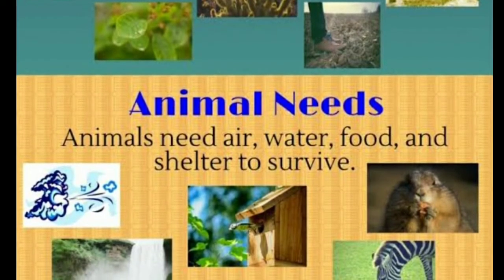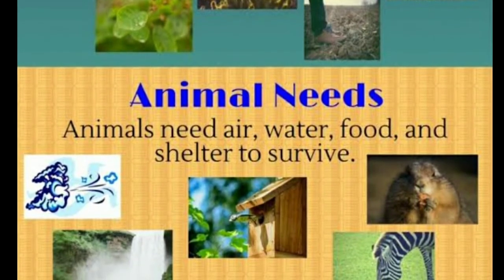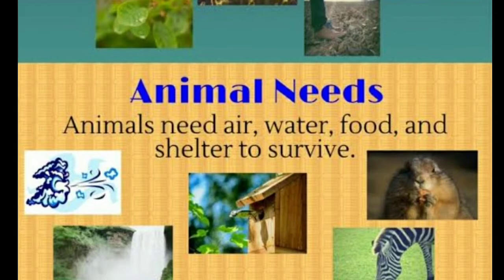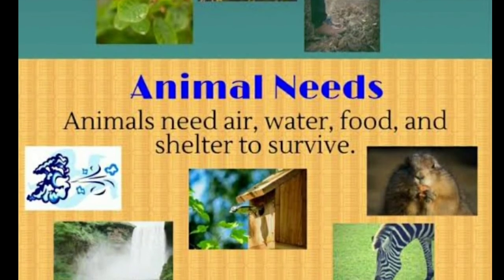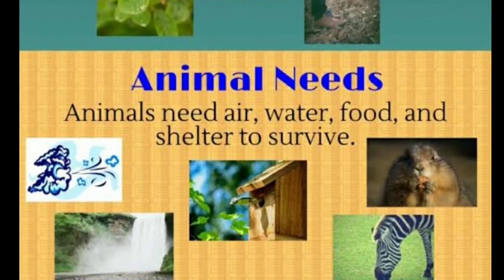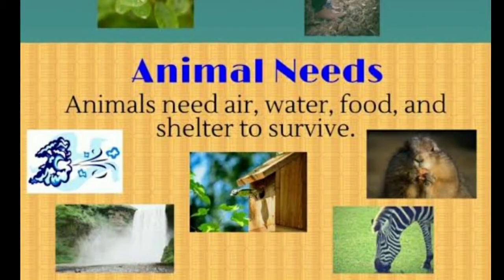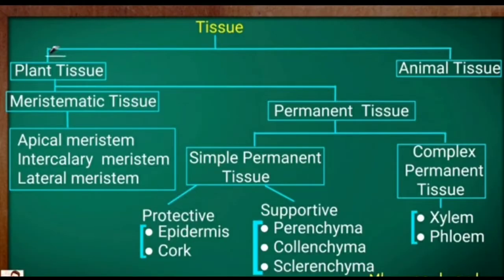So children, did you get the answer? Yes. Plants and animals have different types of tissues to perform the necessary functions. So, tissues are further divided into plant tissues and animal tissues.